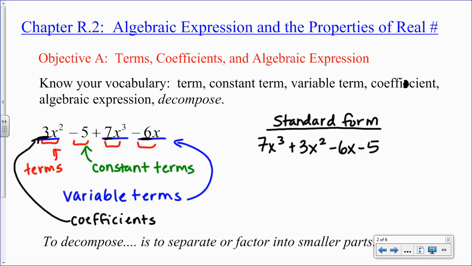And then sometimes when it's in standard form, we'll talk about the leading coefficient. So the leading coefficient is what? Some of you know. 7. It's the one in front. The one in front. And the constant is still -5.